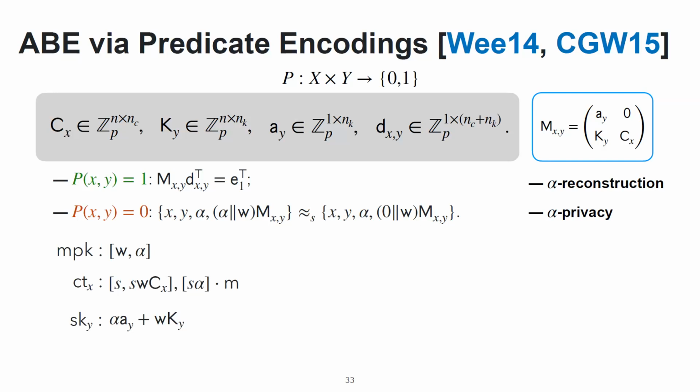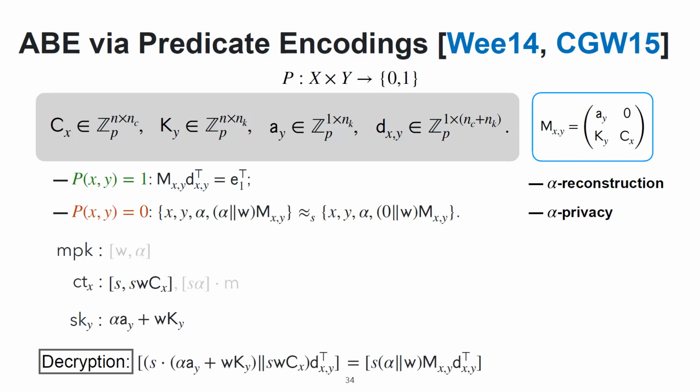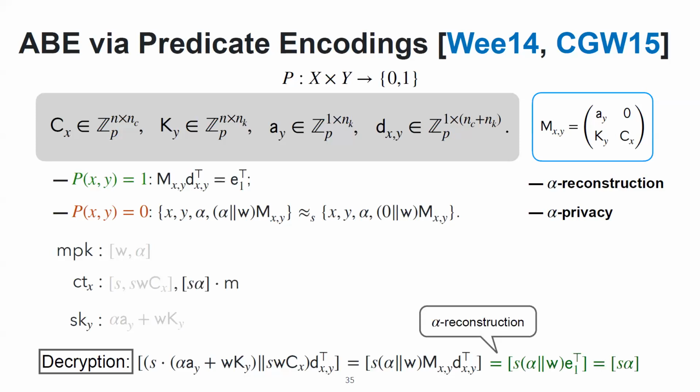We will start our overview from the one-key standard ABE in composite order groups. In standard ABE, C_X is embodied in the ciphertext. K_Y and A_Y are embodied into the secret key. In the encryption phase, the computation will use the D_XY in the predicate encoding as we show. When the predicate P_XY equals 1, we use the alpha reconstruction of predicate encodings. The decryption can go through and recover the message.